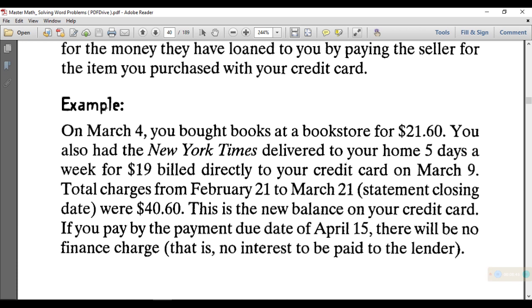Lagay tayo ng example. On March 4, you bought books at a bookstore for $21.60. You also had the New York Times delivered to your home 5 days a week for $19, billed directly to your credit card on March 9. Total charges from February 21 to March 21, statement closing date, were $40.60. This is the new balance on your credit card. If you pay by the payment due date of April 15, there will be no finance charge. That is no interest to be paid to the lender.